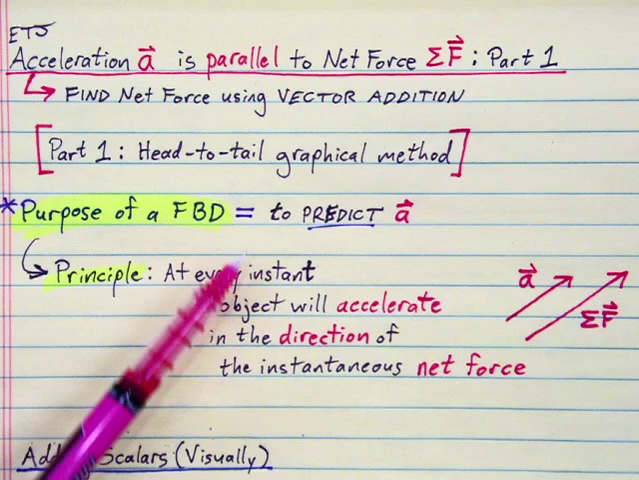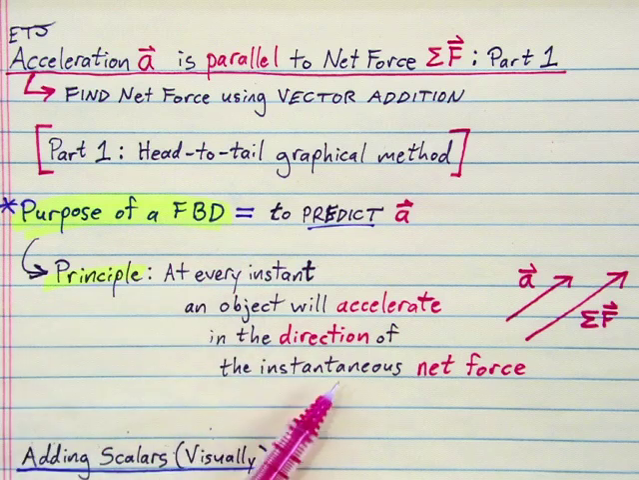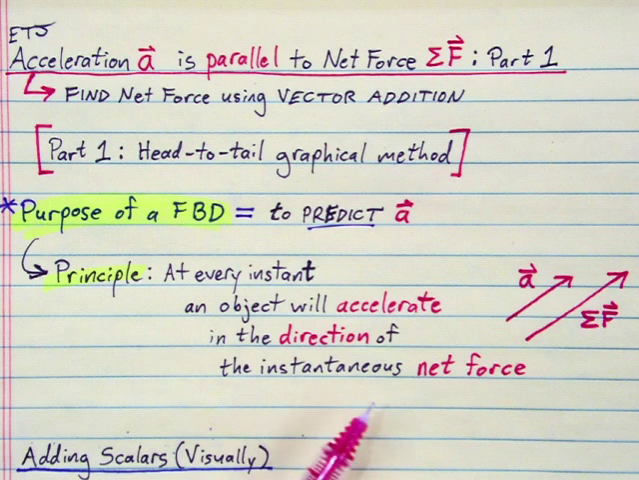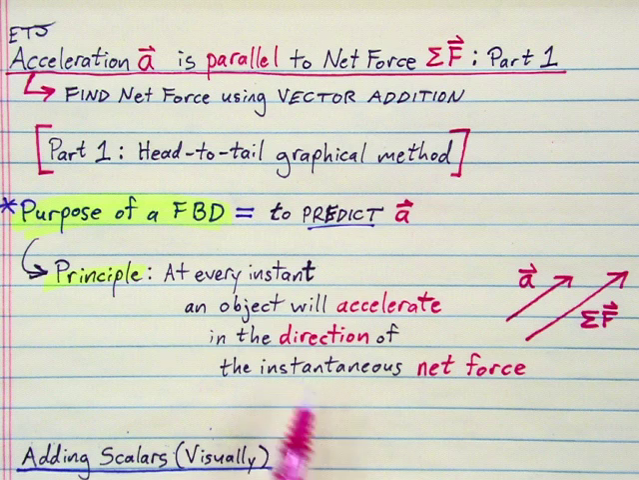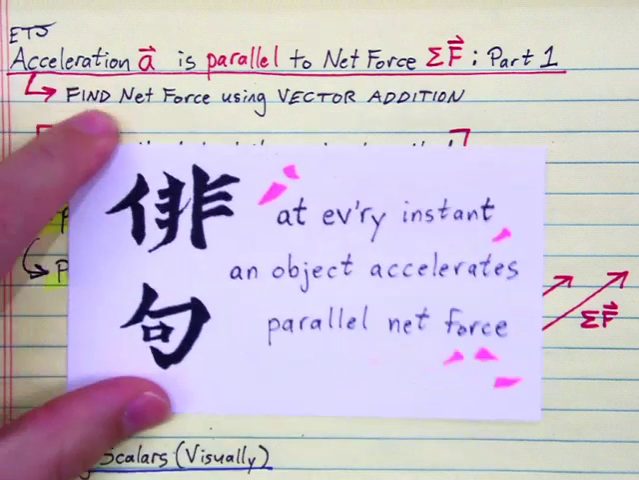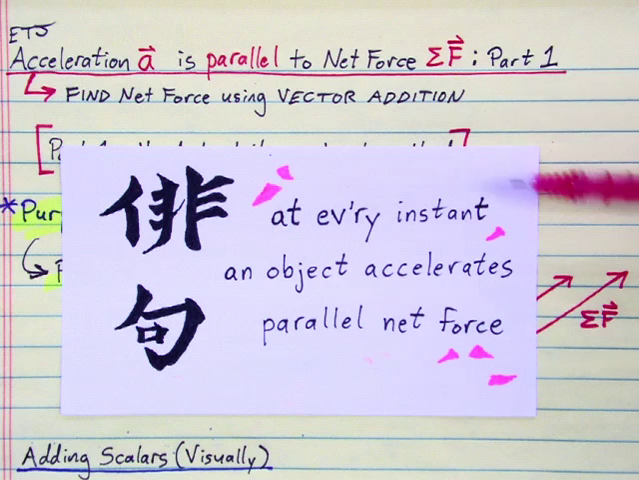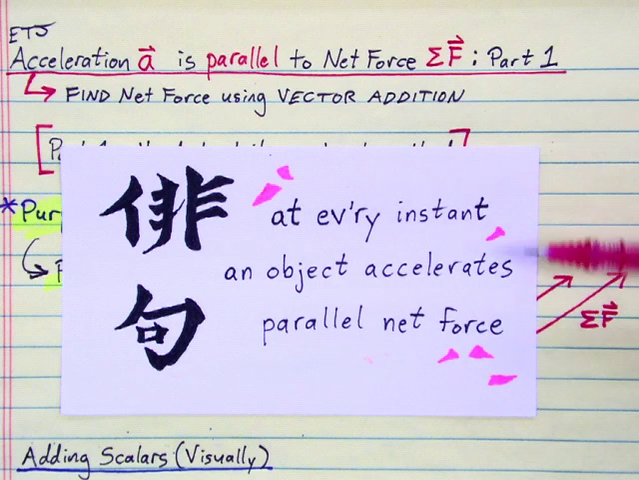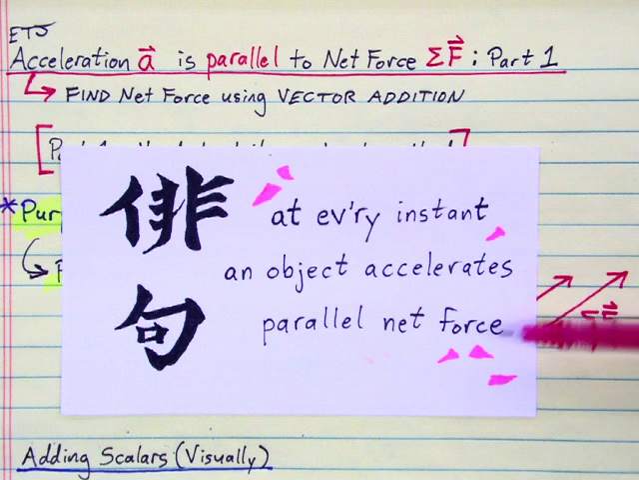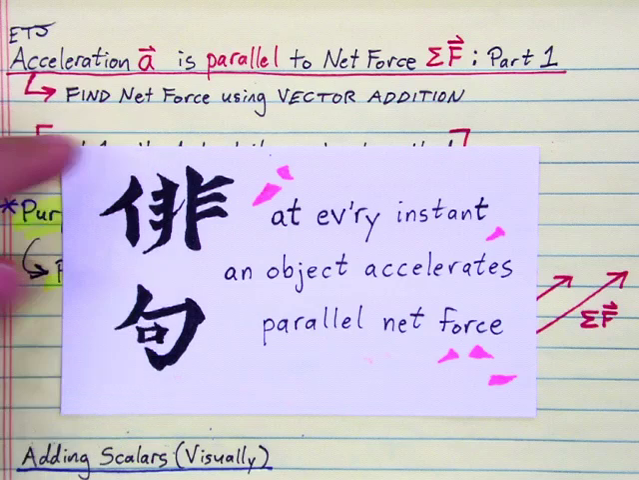This principle here is so important. I've actually discovered a representation of it in an ancient Japanese haiku from my studies of Shinto physics. Here it is. At every instant, an object accelerates parallel net force. Actual ancient Japanese haiku.